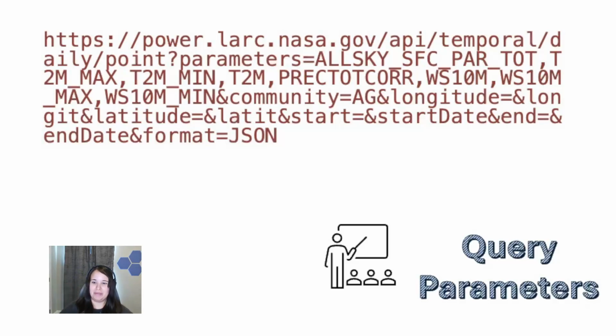Finally, we have our query parameters. So a lot of text just popped up on your screen, and this might be a lot to take in, but just know that we are telling the API what weather parameters we want to download from the website, including all sky solar radiation, precipitation, and wind speed. These are represented in different abbreviations, but these are standardized as per the NASA Power documentation. We are putting in the ag community, indicating that we want the results for the agroclimatic models, including our longitude and latitude, start and end date.